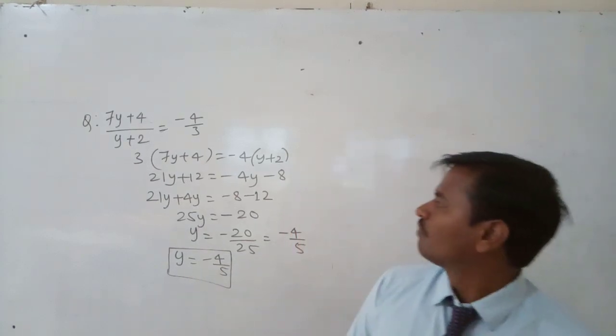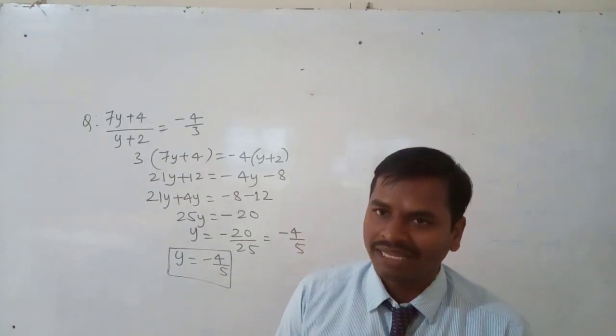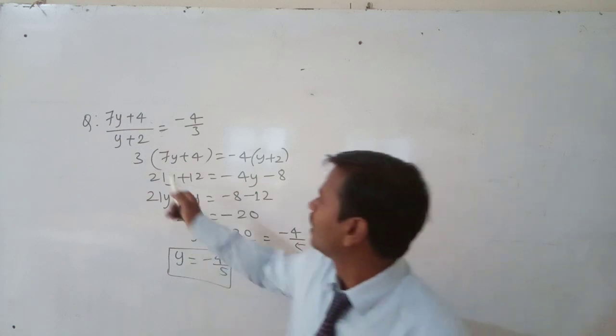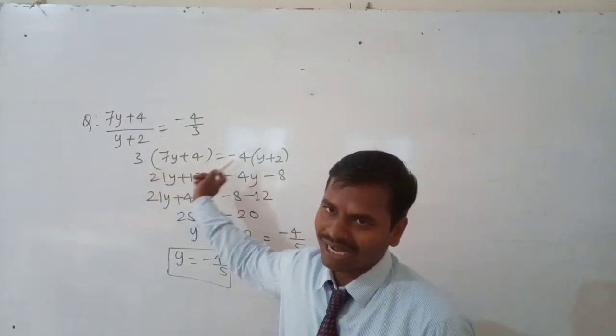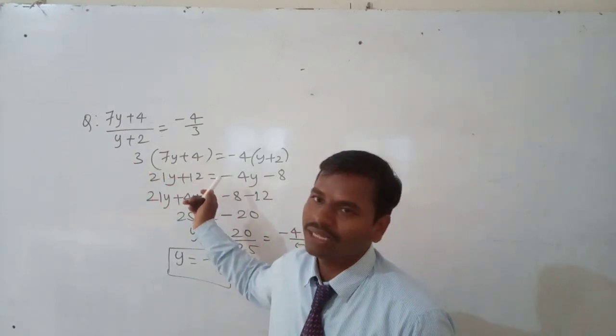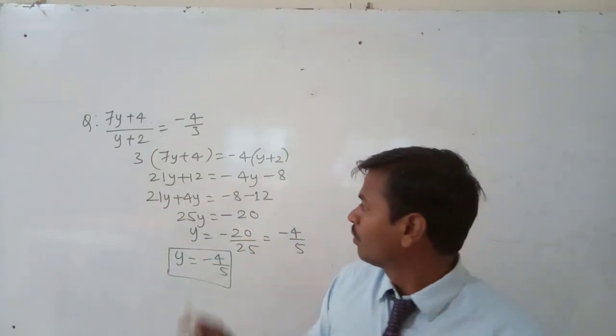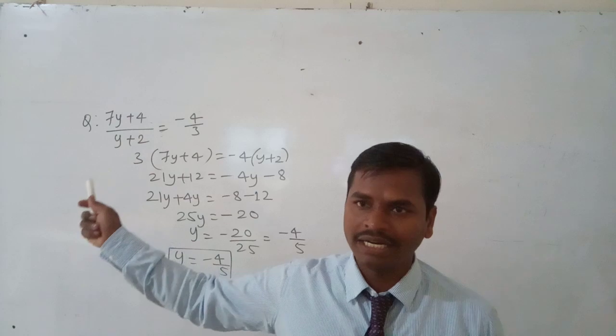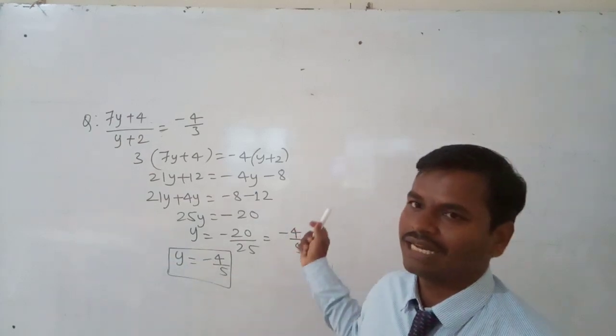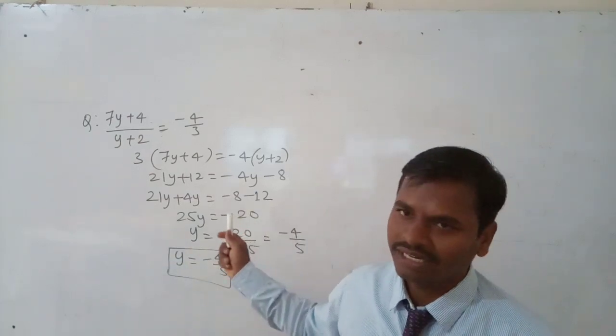Like this, first we will cross multiply here also and multiply the numbers and remove the brackets. Then we have the equation in the standard linear form. Then we will shift the variable terms to one side, constant numbers to the right side. Simplify and get the y.